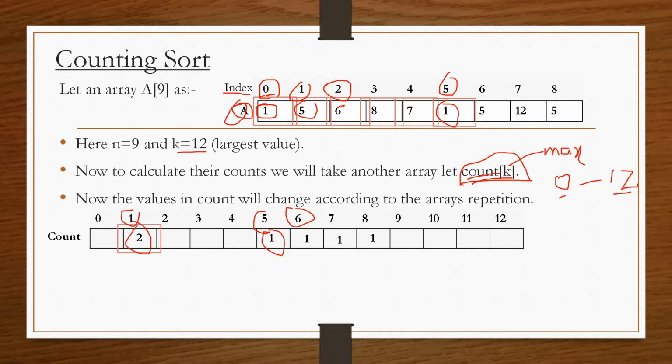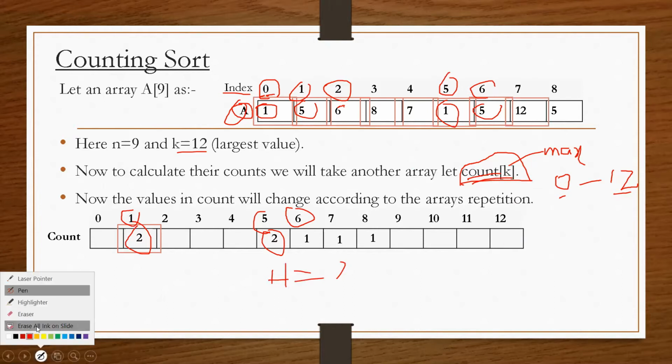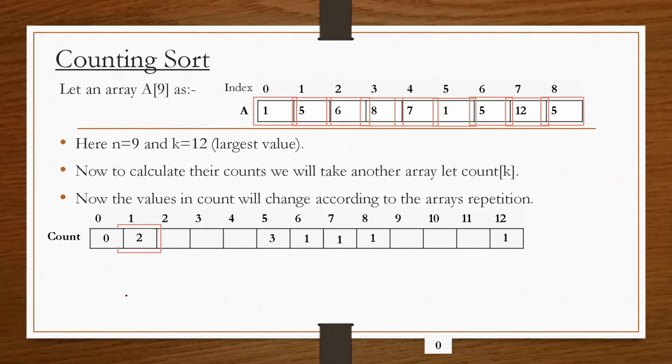Same like that for 5. At index 6 we have element 5. For count 5 we will have 1 plus 1, which will be equal to 2. So now our 5 will have 2. Same like that for the other elements; the elements that do not appear will have 0.